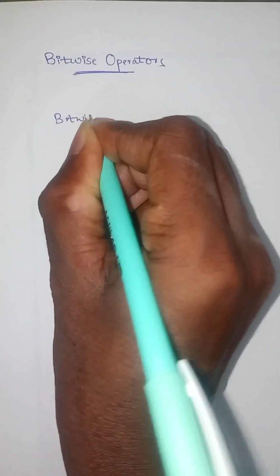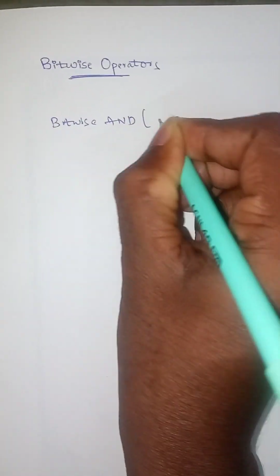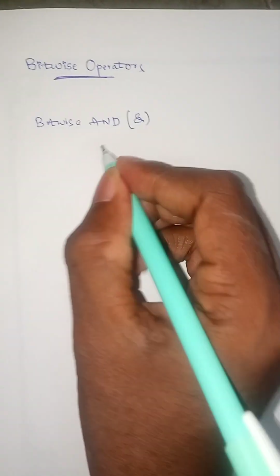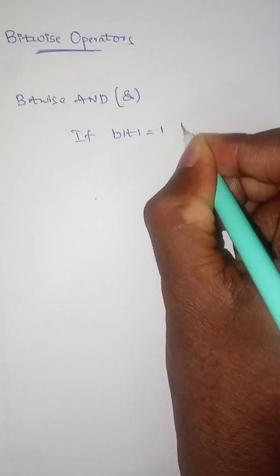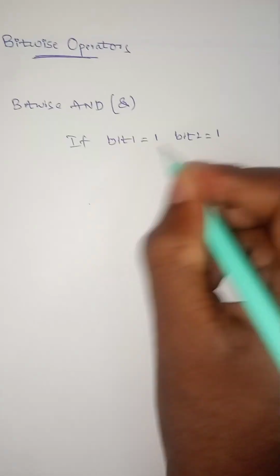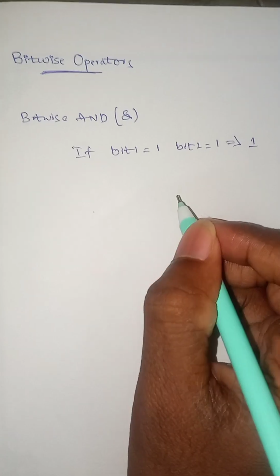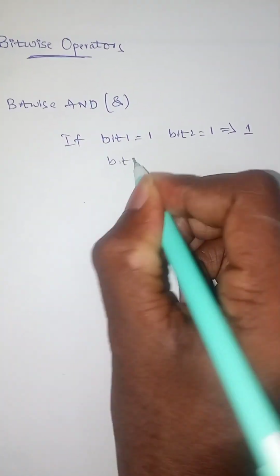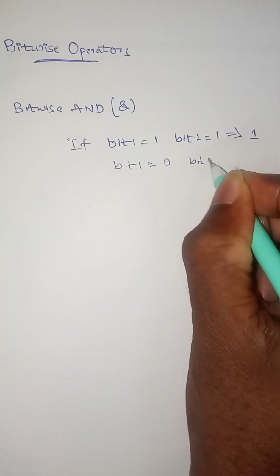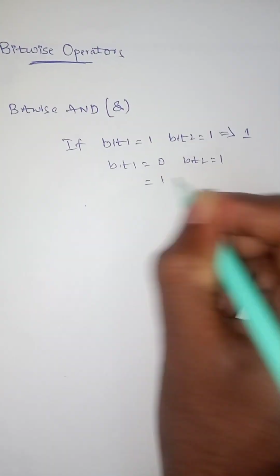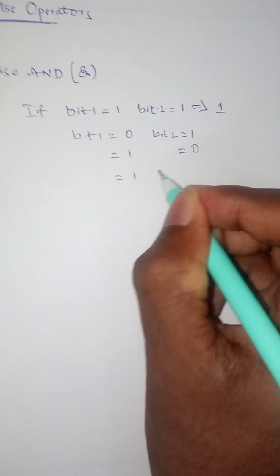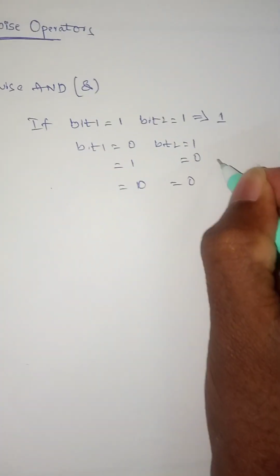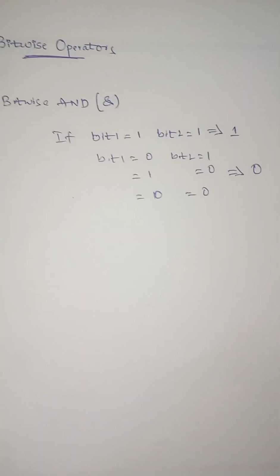In bitwise operators, if we talk about the bitwise AND operator, that is represented with a single ampersand. If two bits, that is if bit 1 is 1 and bit 2 is 1, then the output will be a 1 bit. If bit 1 is 0 and bit 2 is 1, or if bit 1 is 1 and bit 2 is 0, or if both the bits are 0, then the output would be 0. So this is what bitwise AND is.